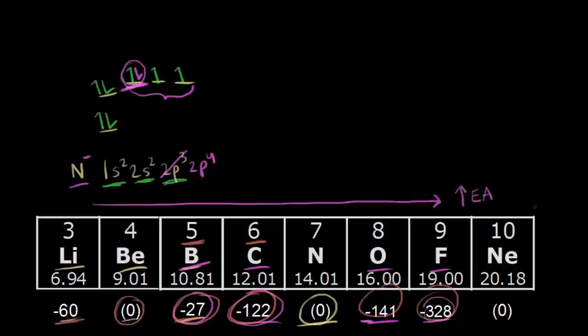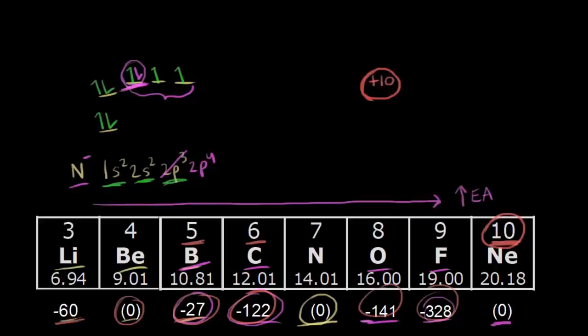So let's talk about neon next. Neon's over here, and neon also does not have an affinity for an electron, so an electron affinity of 0 here. Let's think about why that is the case. The number of protons in neon is 10. Its atomic number is 10, so there are 10 positive charges in the nucleus. And there are 10 electrons.